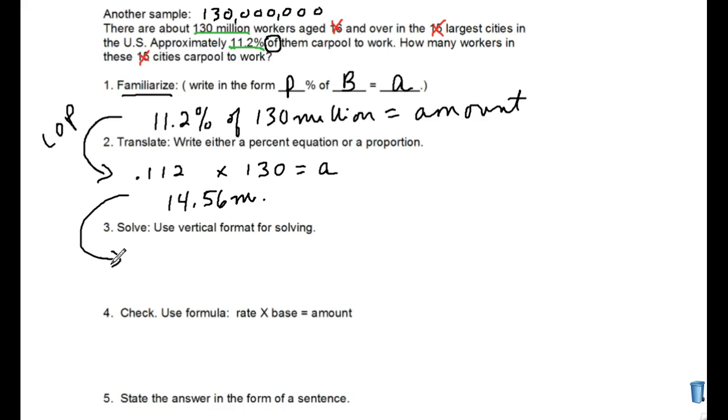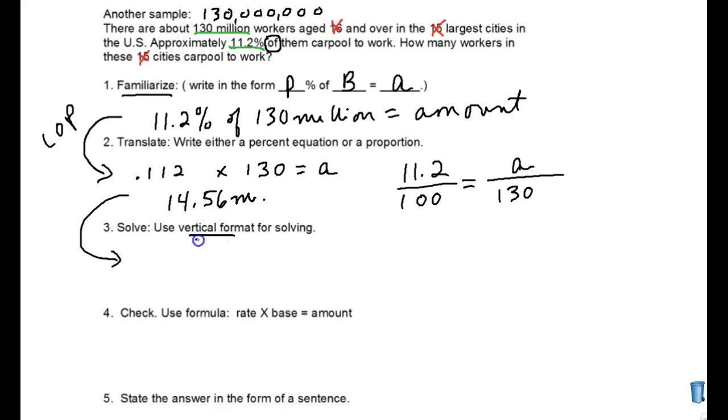Let's look at the proportion. With the proportion, I'm going to put my percent over 100 because that's what it means, 11.2 out of 100. And remember, my base goes on the bottom on the other side of the proportion. The base is my total amount. I'm looking for some amount of that. Okay, so here's the proportion.